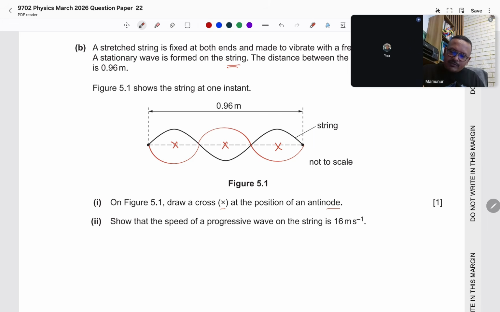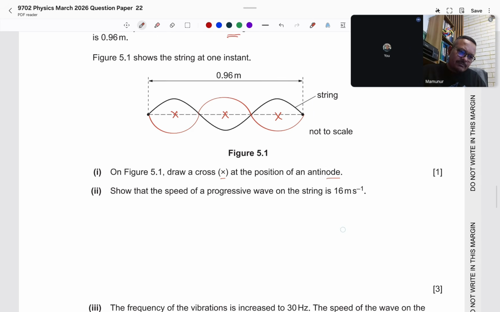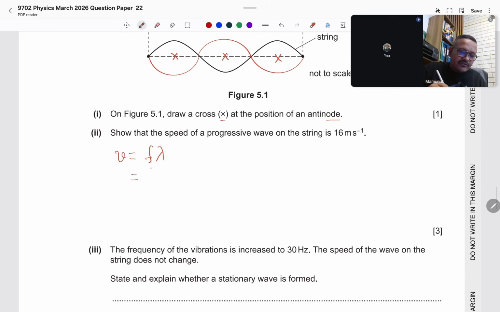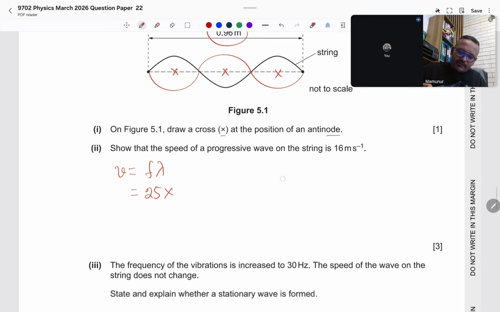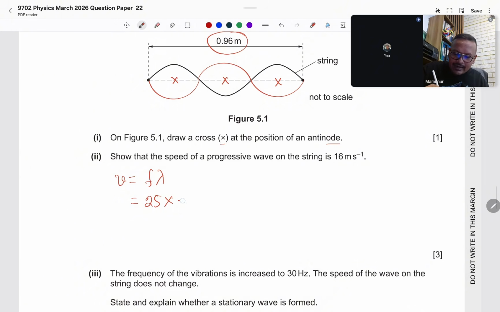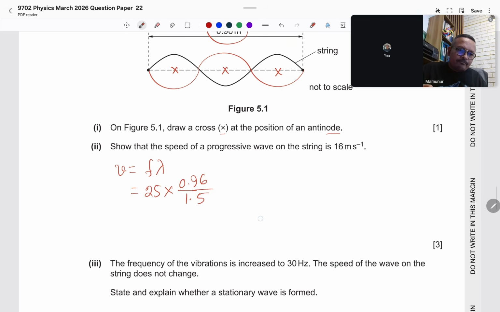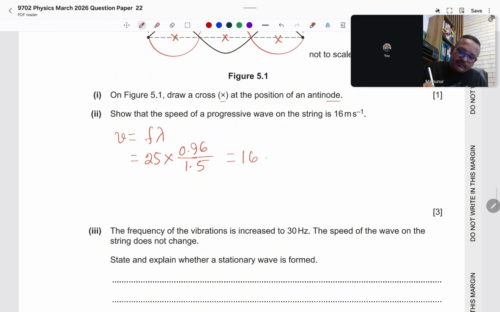Show that the speed of the progressive wave on the string is 16 meters per second. What is the equation of speed? v equals f lambda. The frequency is given here: frequency is 25 into lambda. Here it is 0.96 meter, but it is 1.5 waves. So lambda is 0.96 divided by 1.5 waves, which equals 16 meters per second.